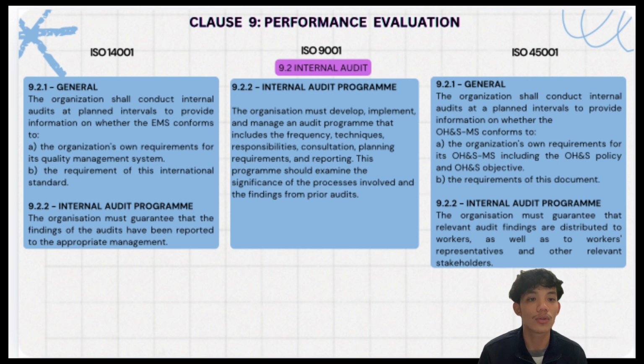In 9.2.2 internal audit program, the organization must guarantee that the relevant audit findings are distributed to workers as well as to the workers' representatives and other relevant stakeholders.